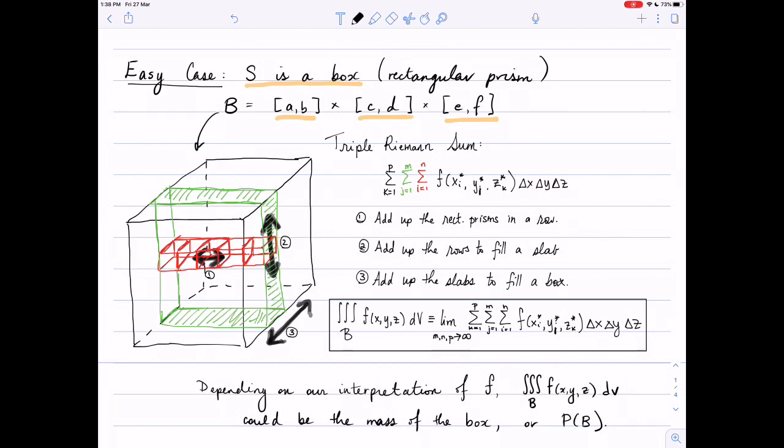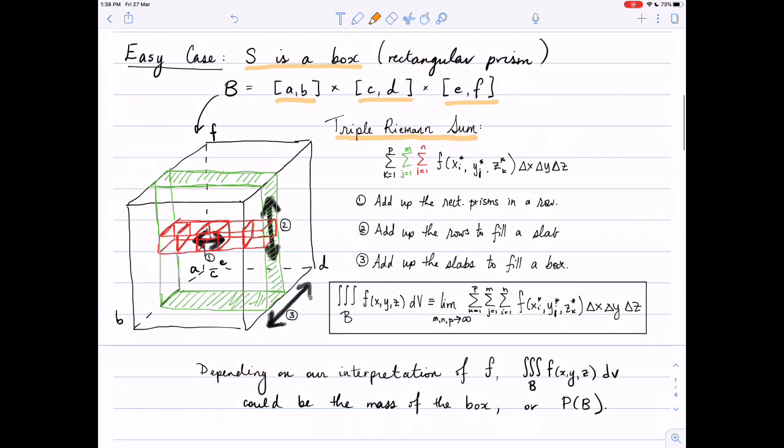So we're considering this in the x direction. This would be from A to B in the x direction. In the y direction, it would be from C to D. And in the z direction, it would be from E to F, right? So there's a box as pictured here, AB cross CD cross EF. And the way that we would go about defining a triple integral over a box is by using a triple Riemann sum.